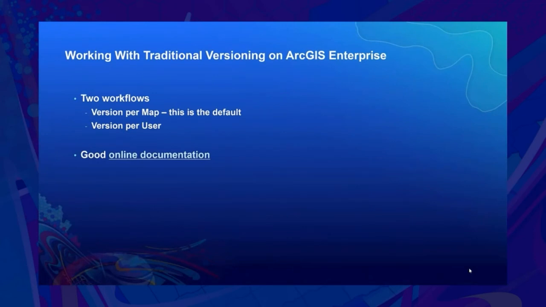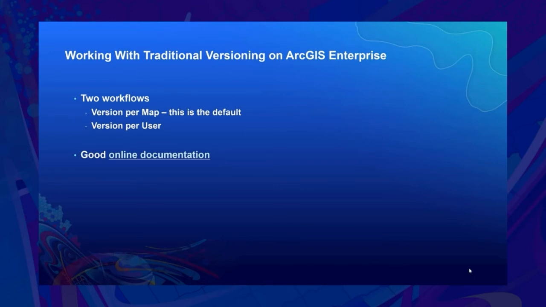Let's take a look at working with traditional versioning on ArcGIS Enterprise. Now there's two versioning models with ArcGIS Enterprise. We have traditional versioning, which we'll look at first, and there's a newer branch versioning model, which is used by, for example, utility networks.